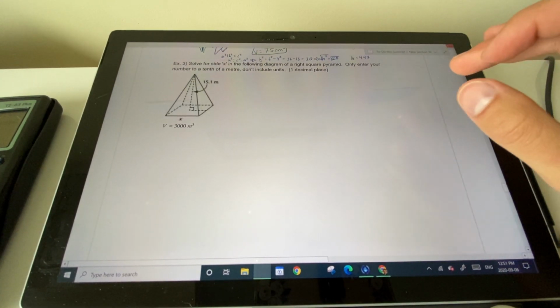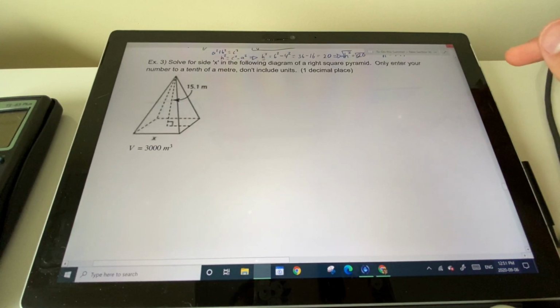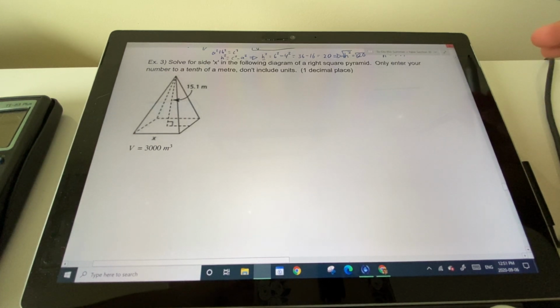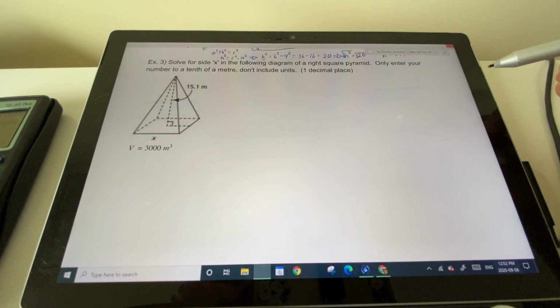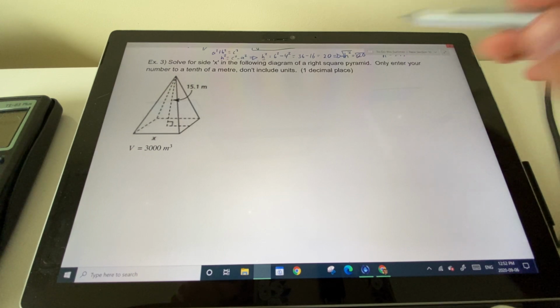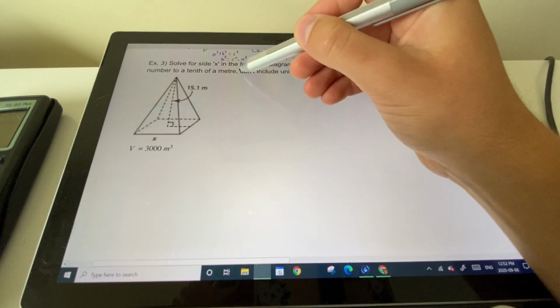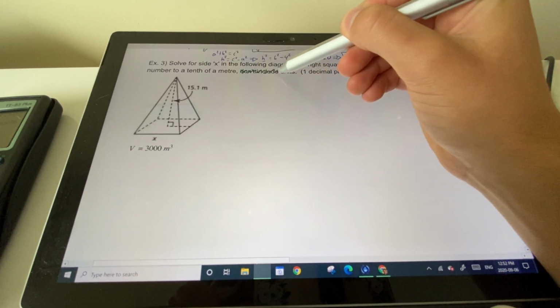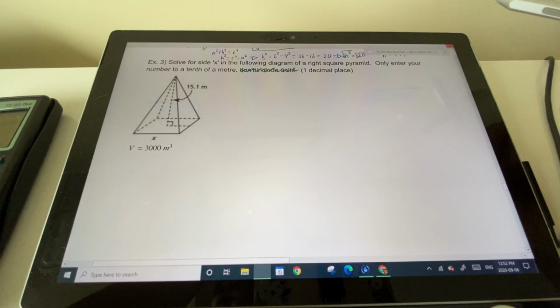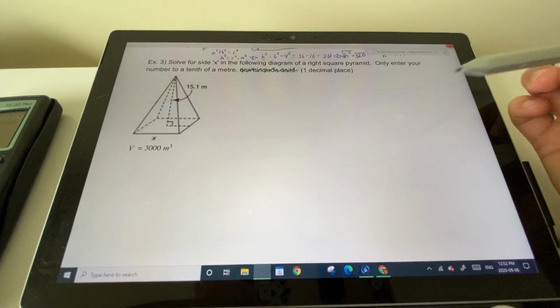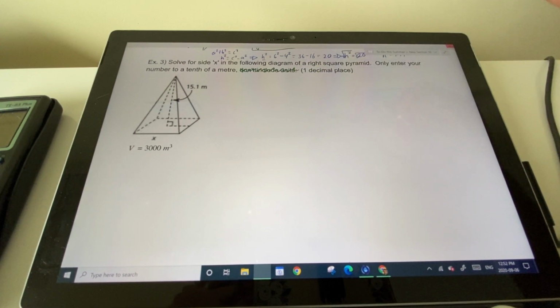For example 3. Solve for side x in the following diagram of a right square pyramid. Only enter your number to 1/10 of a meter. Don't include units. We're going to include units. That's kind of strange, so we can erase that. But we're going to use units. You don't want to not include units unless this is on your Moodle page, which this question is very similar to one you'll find in your AFL.